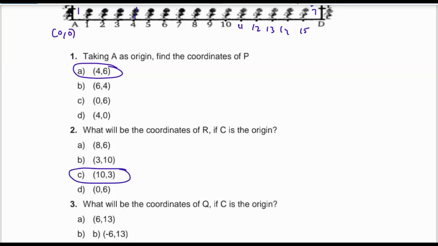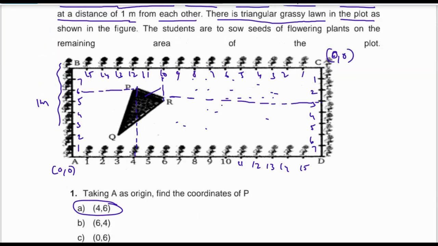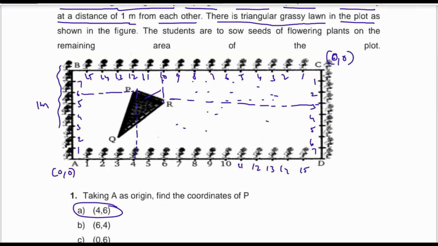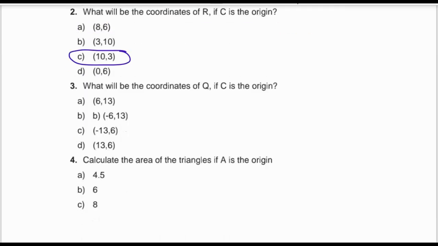Then what will be the coordinate of Q? C is the origin, we have to find it for Q. So you can see here it is on 13. So X is 13 and Y you can see is 6. So Q will be 13 comma 6.